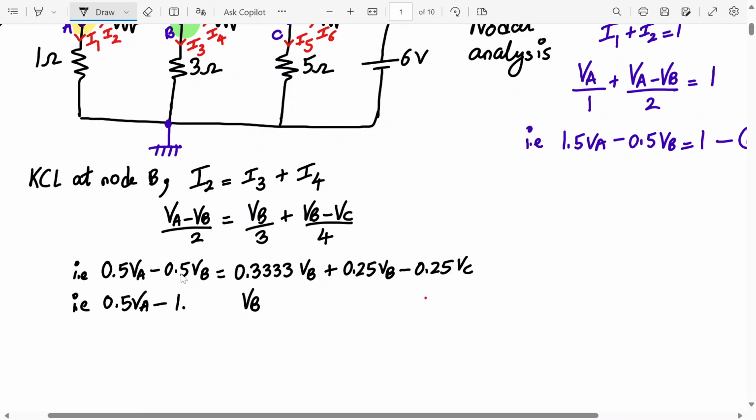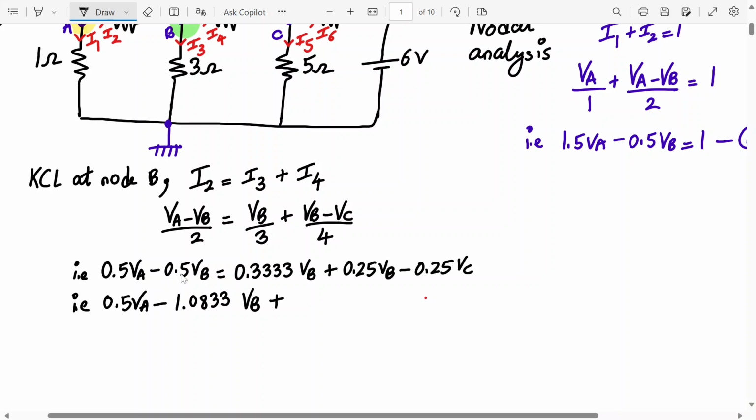So 0.5 plus 0.25 is 0.75. 0.75 plus 0.333 will be 1 point. Can you tell me the answer? Actually, I will not go to the chat section. Orally, can you tell me? 1 point. How much? 083. 1.083, never ending 3, right?